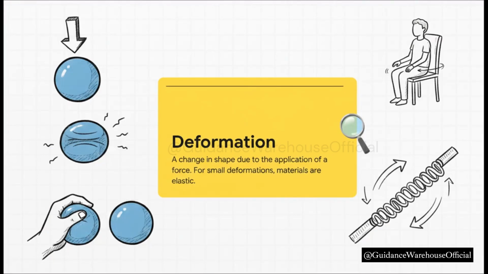Okay, so at the most basic level, anytime you apply a force and an object changes shape, that's called a deformation. And it happens more than you think. I mean, right now, as you sit in your chair, you're deforming it, even if you can't see it with your own eyes. Now, for small changes, materials are what we call elastic. It's like they have a memory, and they snap right back to how they were before the force was applied.